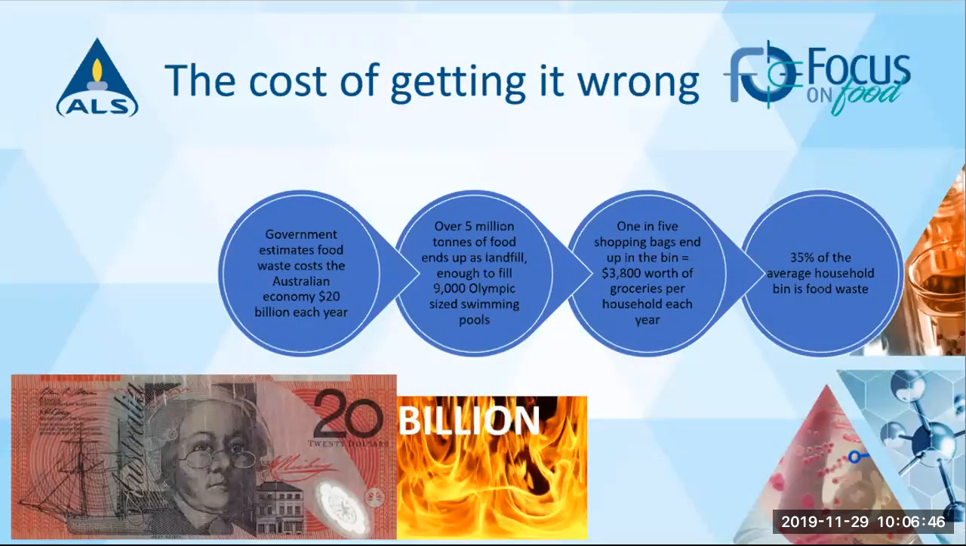Just as a short aside, food waste can be attributed to a number of factors, but incorrect and inaccurate date marking is one of them. It's sadly a significant one of the causes of wasted food. A recent government estimate puts the annual cost of food waste to the Australian economy at $20 billion.